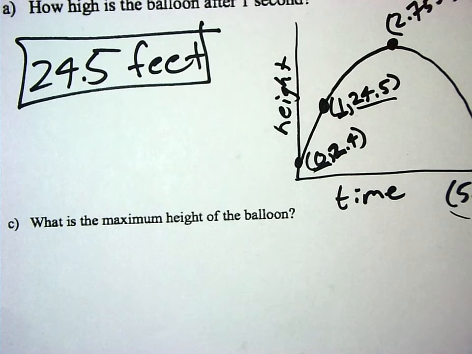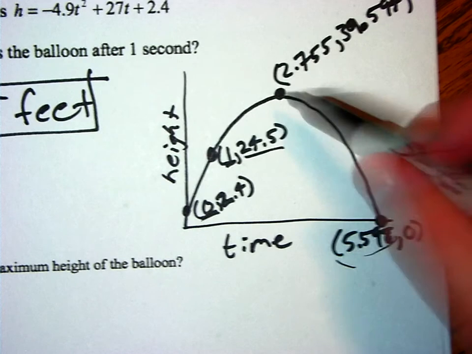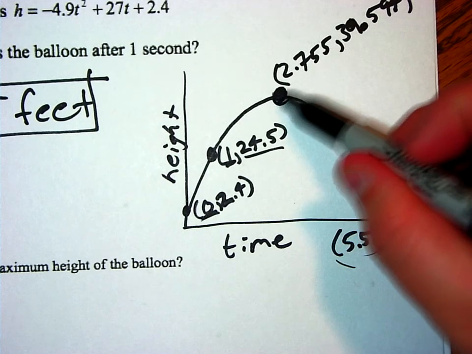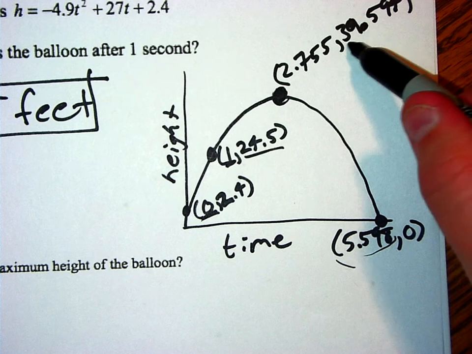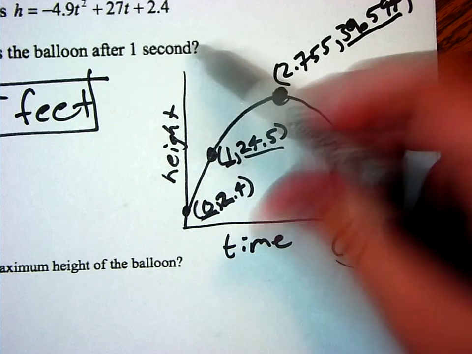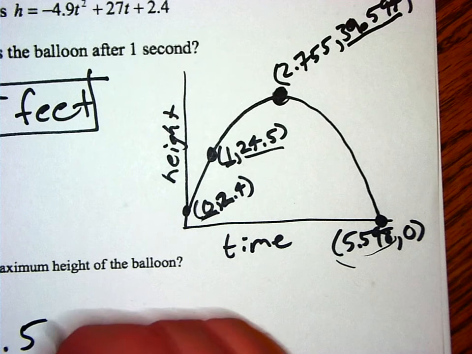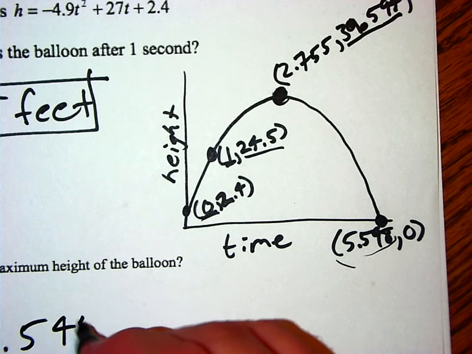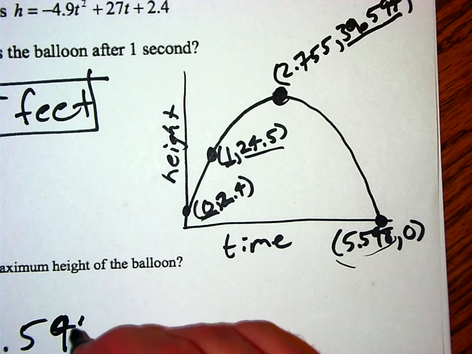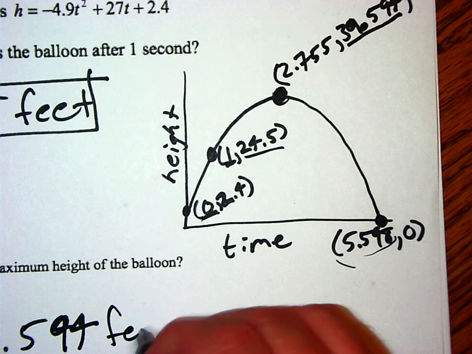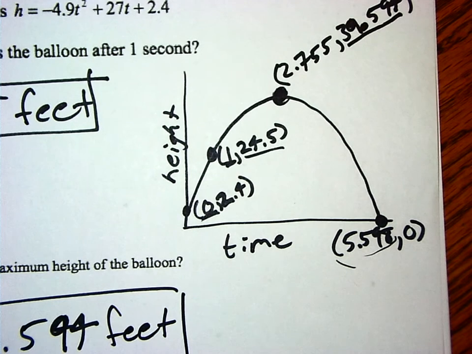Next question, what is the maximum height of the balloon? Well, luckily, since we know that's a really important point, we've already labeled it. The maximum occurs right here. And the height at this maximum is the y value, okay, our y value. That's 39.594 feet.